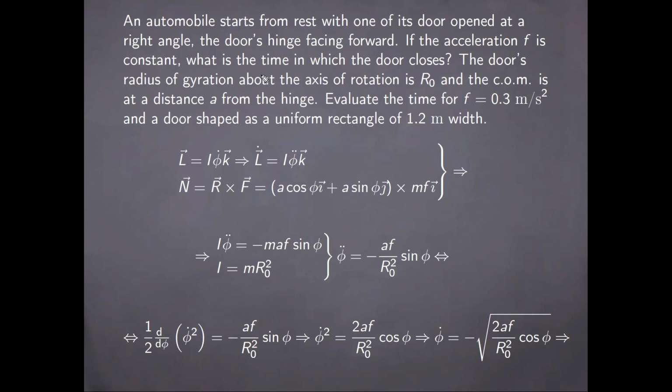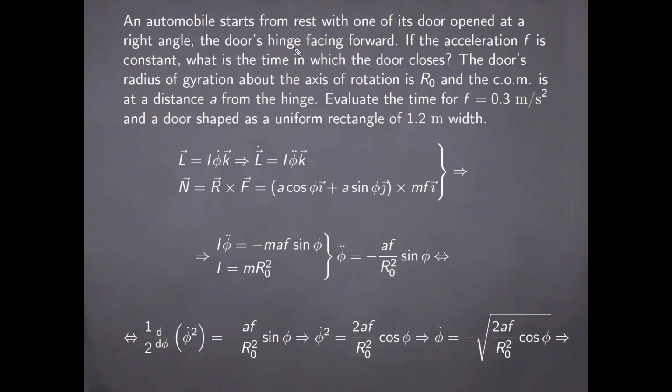Now we are going to look at a different kind of problem, namely, we assume that an automobile starts from rest with one of its doors open at a right angle, and the door's hinge is facing forward. So it's a slightly artificial problem, as the car doors aren't really designed to work this way anymore due to security reasons.